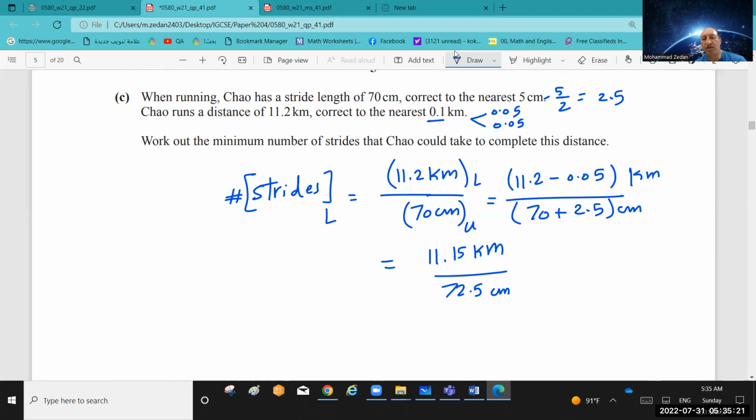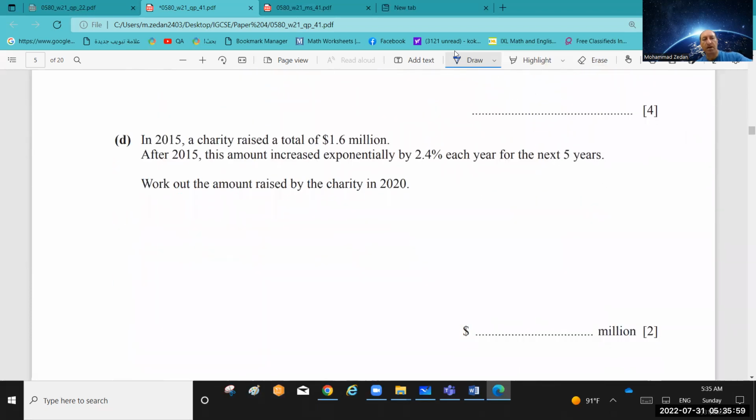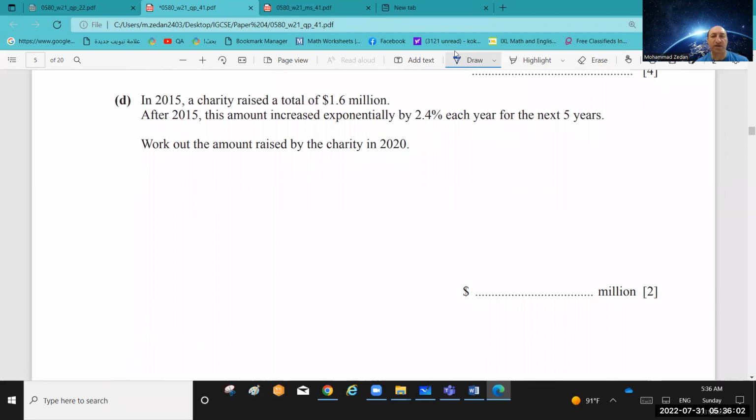Now convert kilometers to centimeters by multiplying by 100,000. So I have 1115 and 3 zeros over 72.5. Of course, you keep the centimeter down the same. Now the same units up and down, it gives you the number of strides. You use a calculator to divide this. The answer is 15,379 strides or steps.